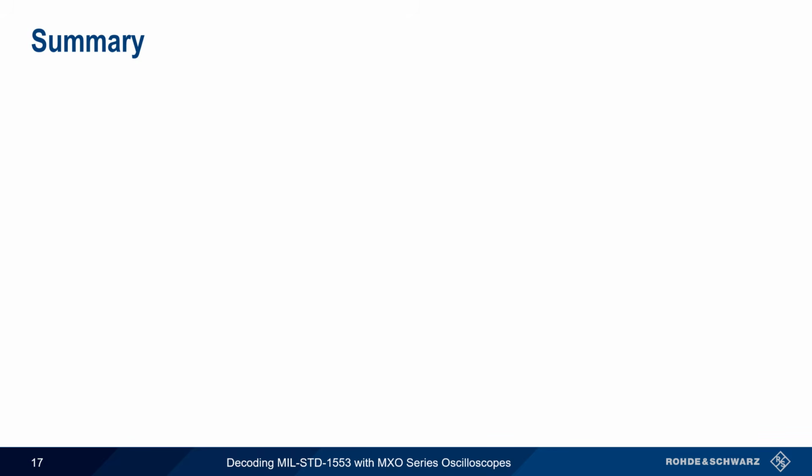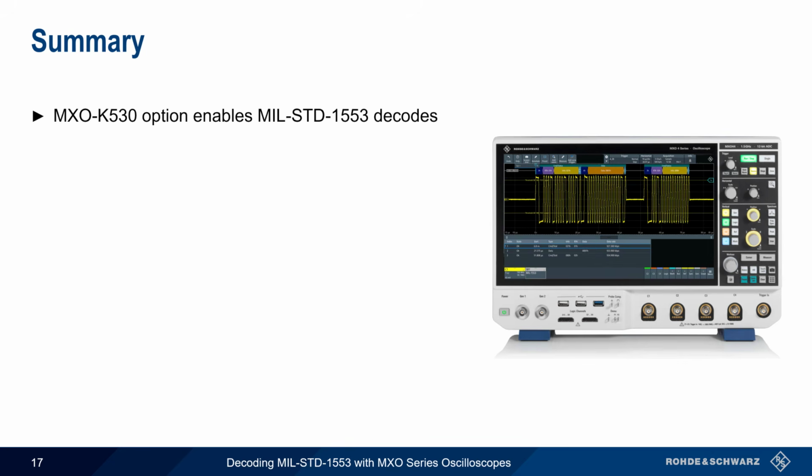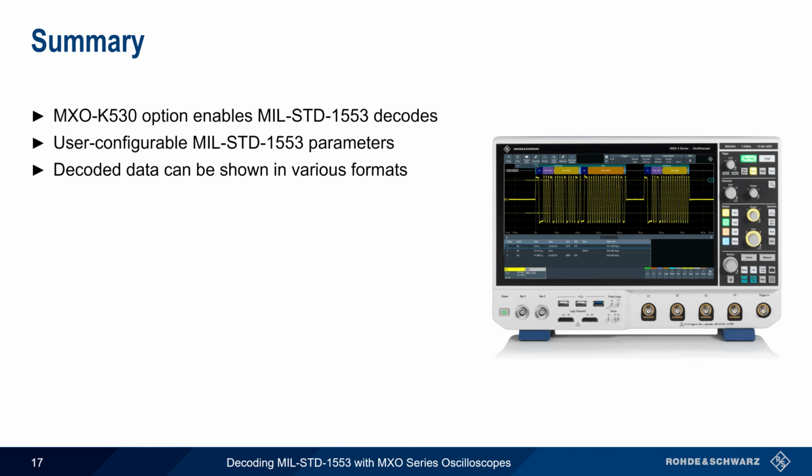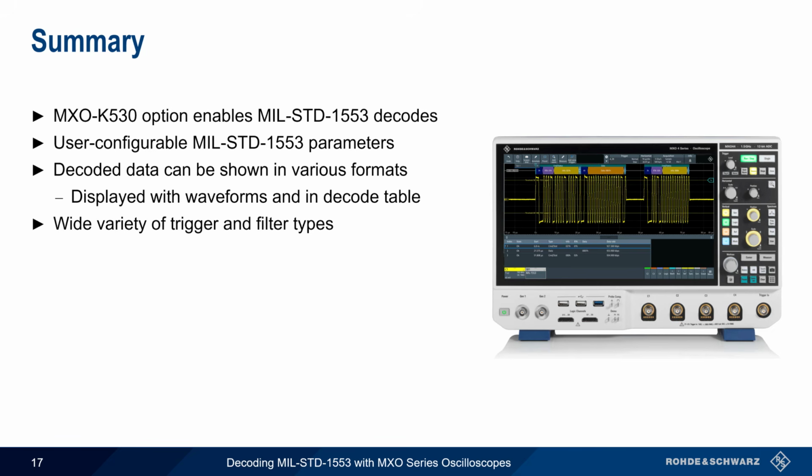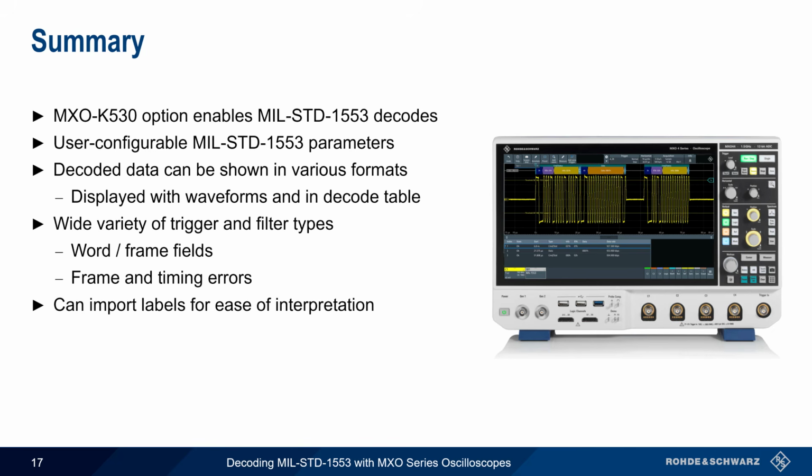Let's end with a brief summary. The K530 option enables MIL-STD 1553 decodes on MXO series oscilloscopes. All MIL-STD 1553 protocol parameters are user configurable, and decoded data can be displayed in various formats, with both the waveforms and in a decode table. The MXO also supports a wide variety of trigger and filter types, such as specific values or ranges of values in the frame fields, and/or on frames having different types of errors. A label file can be imported to show more human-friendly labels.